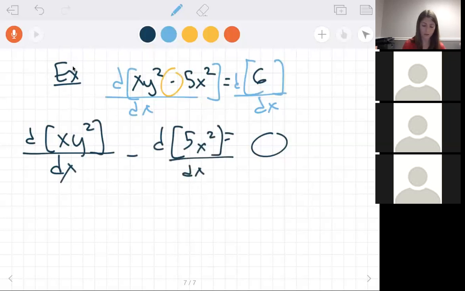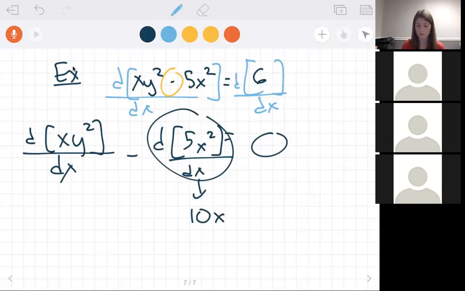So again, tackle your easy pieces first. The derivative of 5x squared with respect to x is going to be 10x. Don't drop your equal 0. And then if we think about this one, this is the tricky piece. The tricky part is we actually have a product of x and y squared, meaning we have to use product rule and implicit differentiation with our dy dx to get all the components.